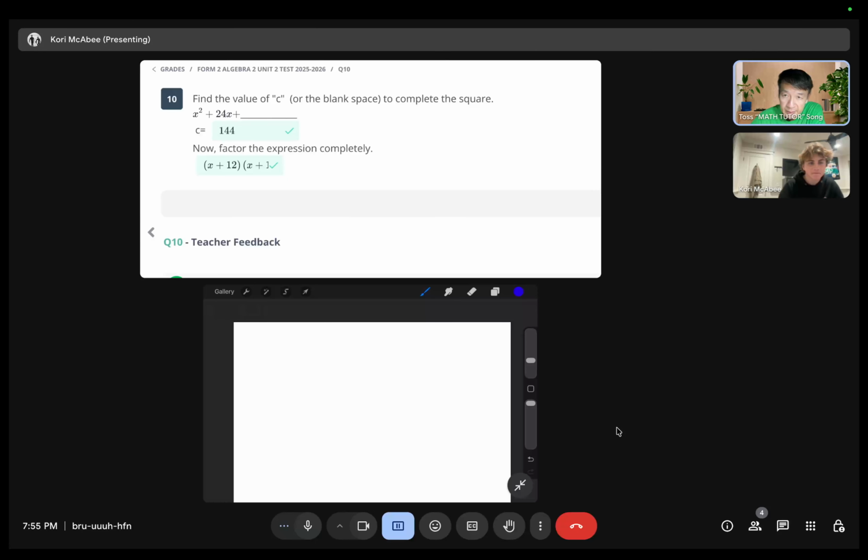Okay. So same idea. This one is like the beginning stage of completing the square. We did the whole completing the square. So anyway, the C is the back one here. To come up with that, you take 24 divided by 2 and then square it.